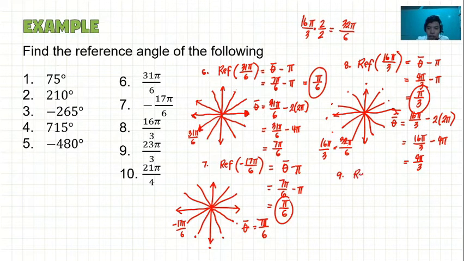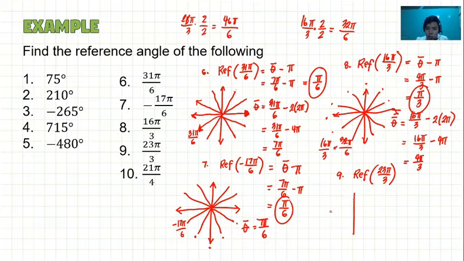So the reference angle of 23 pi over 3. The same process as before, we will change the denominator to 6. So you just multiply this by 2 over 2. So 23 pi over 3 times 2 over 2 is equal to 46 pi over 6. So we will count 46 pi over 6.